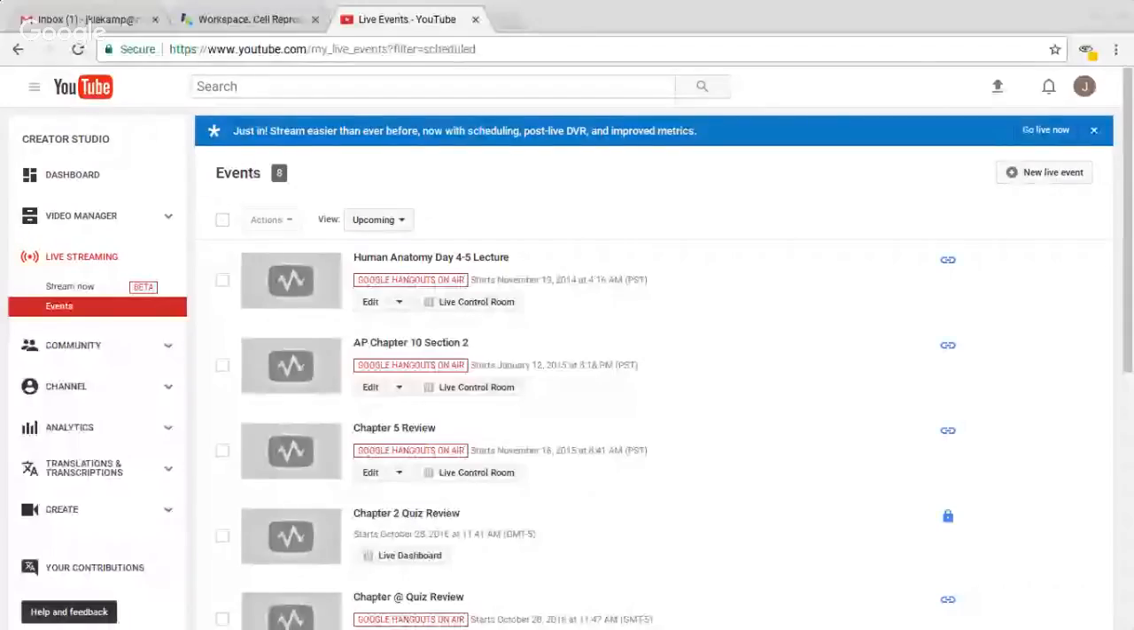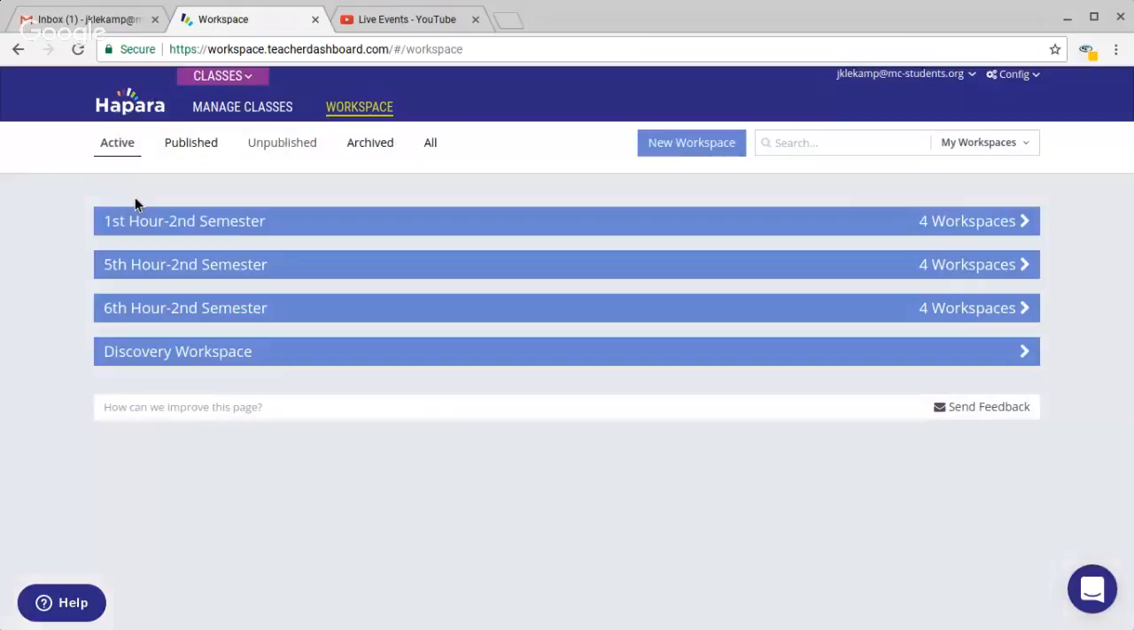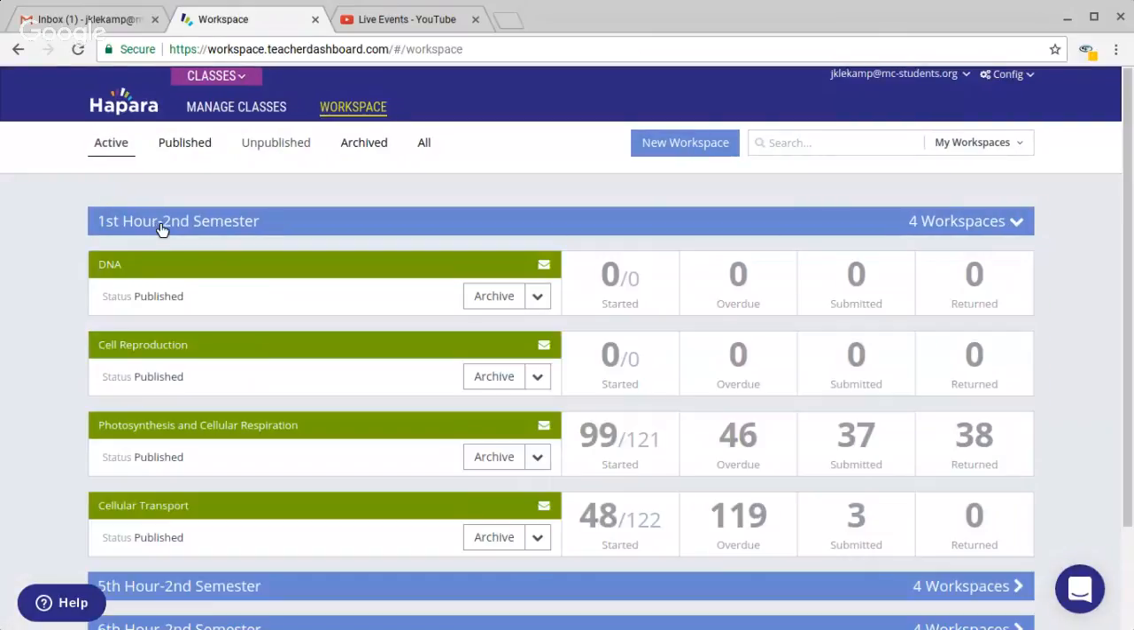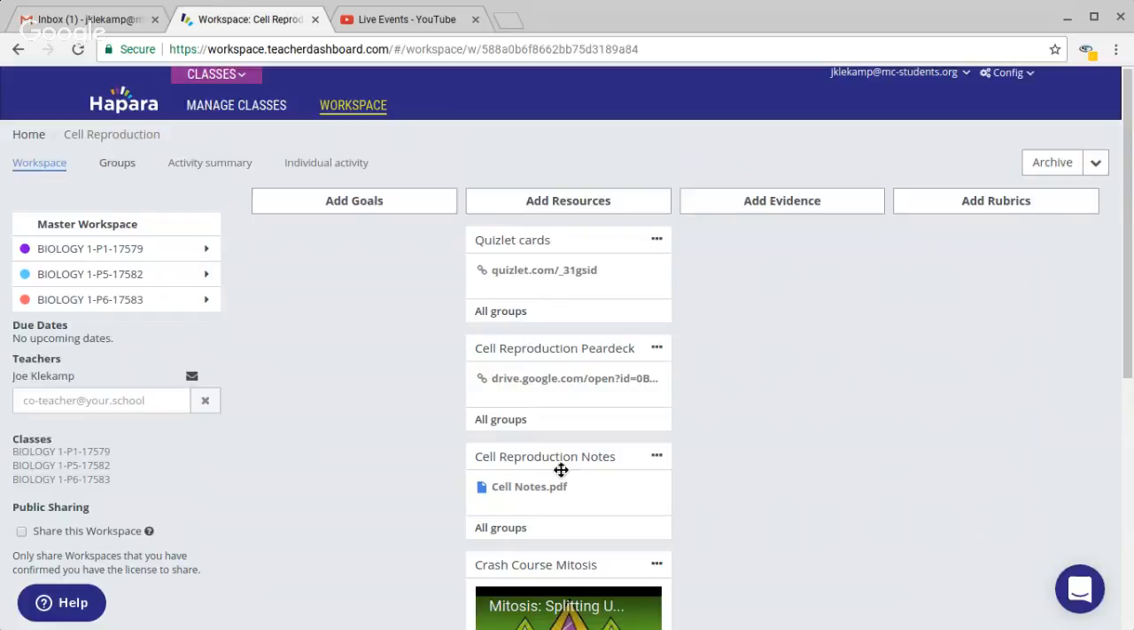All right, so we're going to do a video here on cellular reproduction. You're going to want to go to your Hapara workspace again. I'm just going to use first hour here, cell reproduction. So I'm going to go ahead and open up the notes for the cell reproduction, and we're going to go through them.